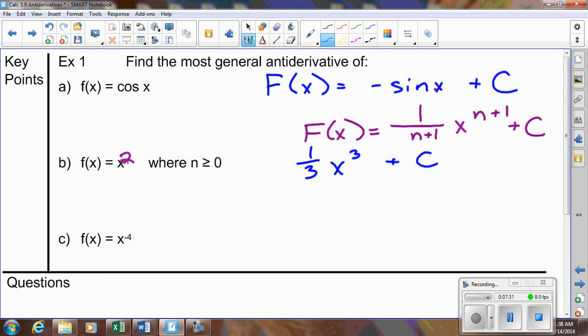All right, so now that we have this little formula, let's actually use it. What is the antiderivative of x to the negative 4? Negative 1/3 x to the negative 3, plus the constant. And we've got our answer.